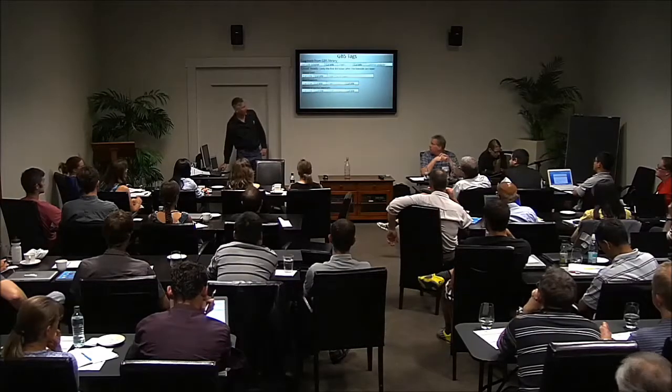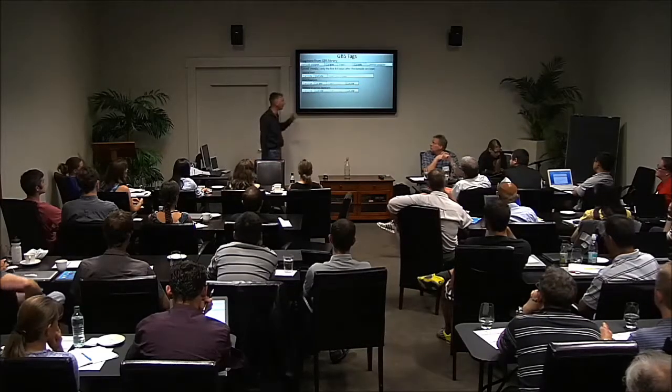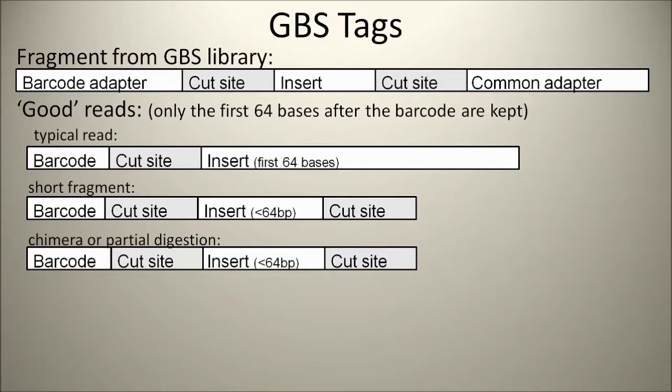Okay. So tags. This is a kind of graphical representation of tags. So this is what we get. An illustration of a fragment from a GBS library. Not that we would sequence this whole thing, right? Because this insert could be huge, or 400 base pairs, and we'd never sequence it with the current length of Illumina technology. But we have things that we're looking for. So we're looking for good reads, and only the first 64 bases after the barcode are kept. And the reason for that is it's 2 longs in Java.